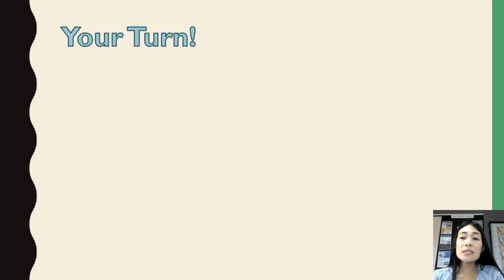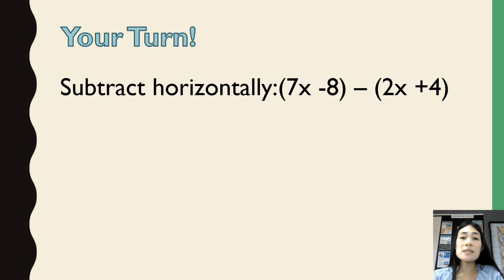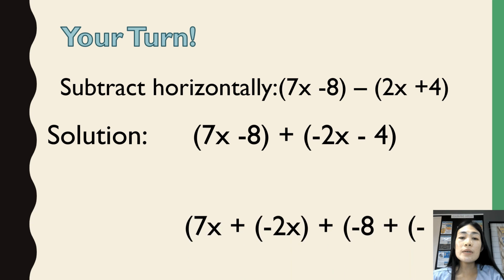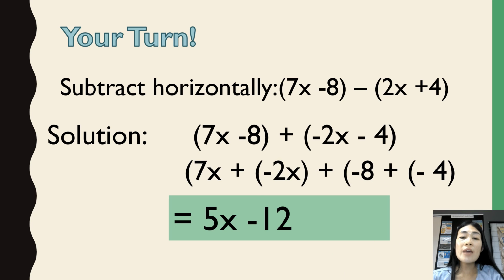Okay, now it's your turn to solve polynomials using horizontal and vertical methods. So subtract horizontally 7x minus 8 minus 2x plus 4. You may pause the video to answer this given. The correct answer is 5x minus 12. That's right.